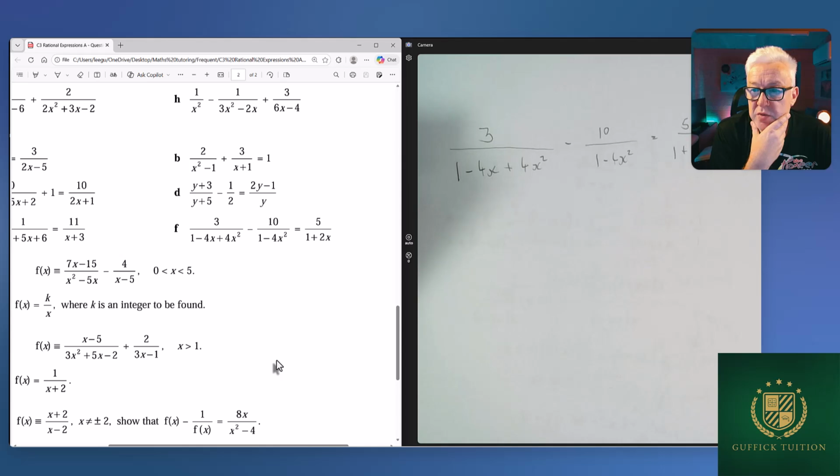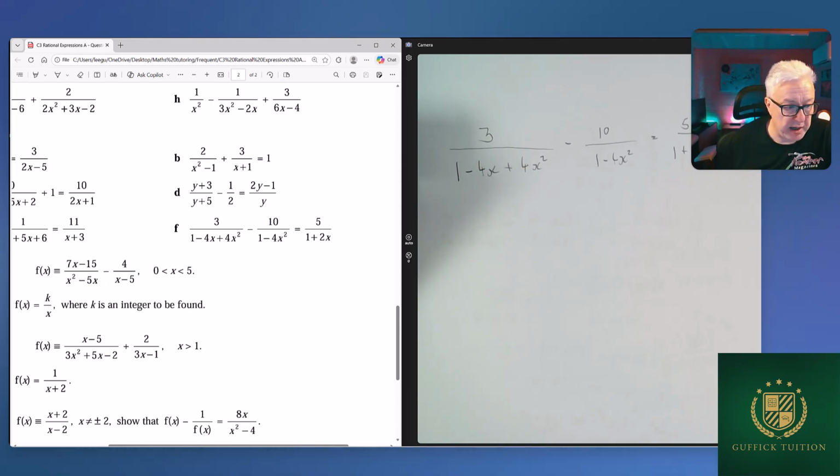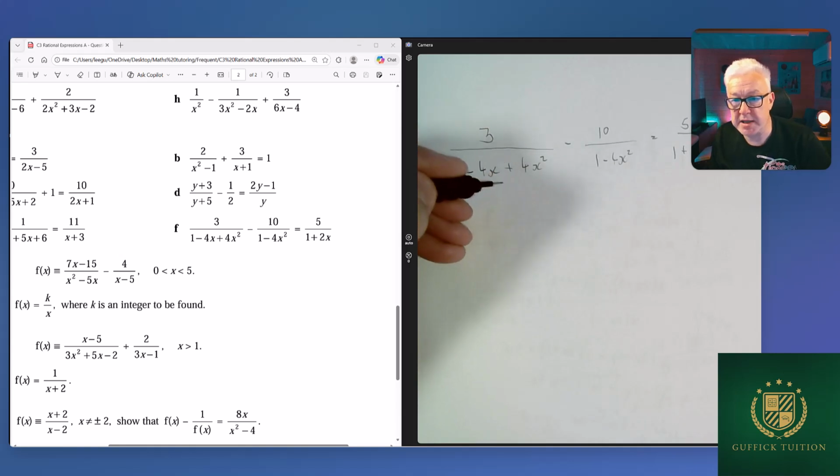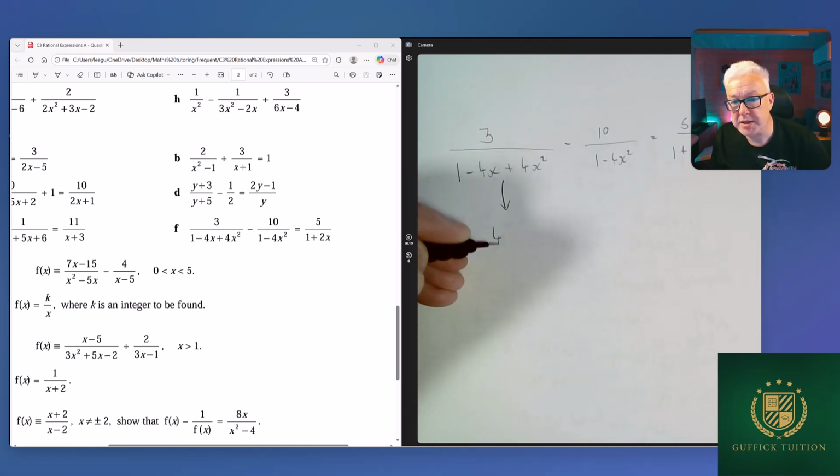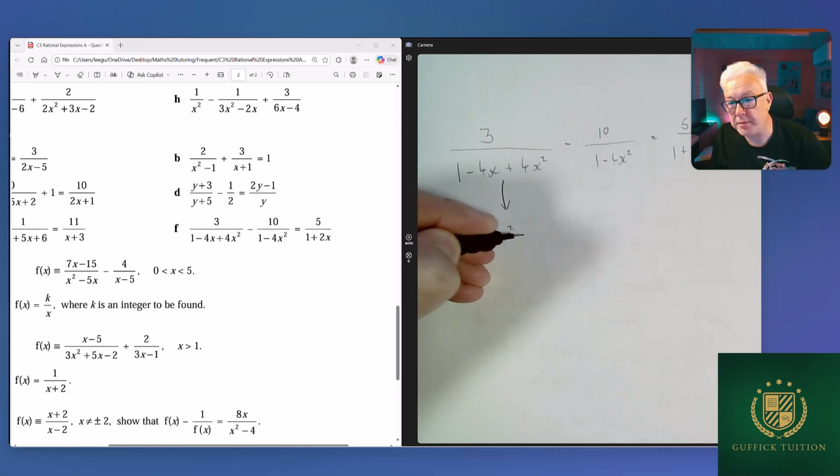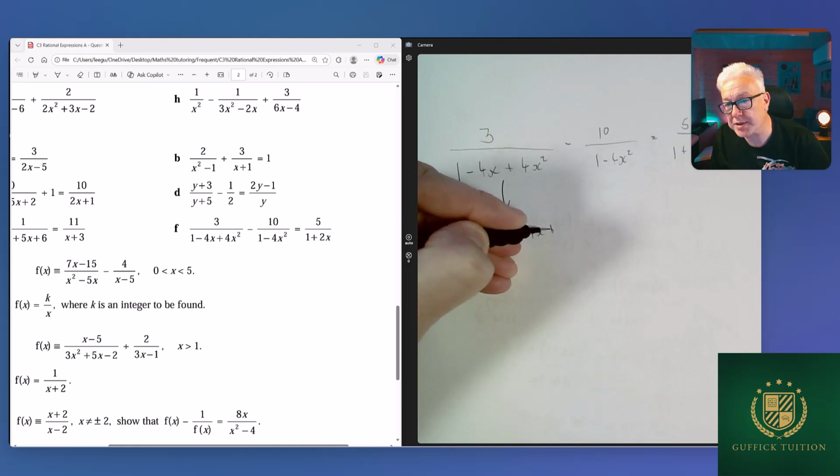So first things first, I think we're going to need to factorize everything in order to get an idea for what our common denominator is going to be. So we need to think about factorizing our expressions. So let's deal with this one here. So this is 4x squared minus 4x plus 1.